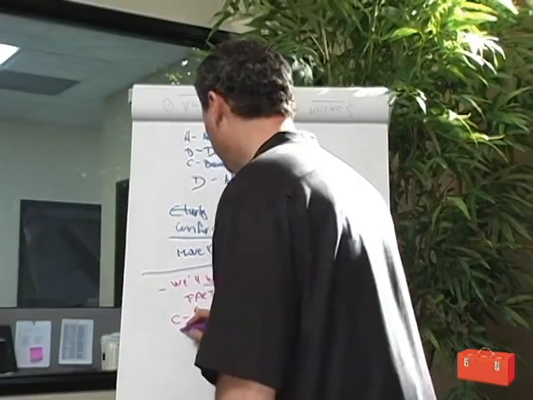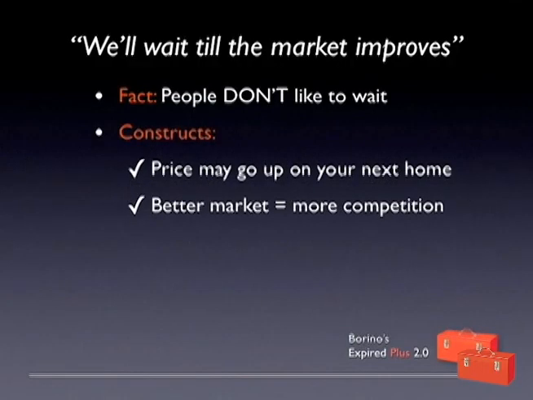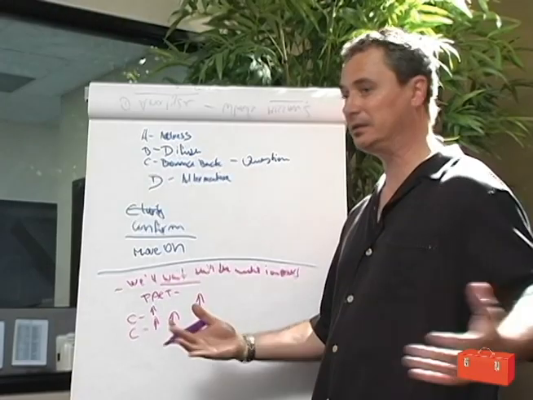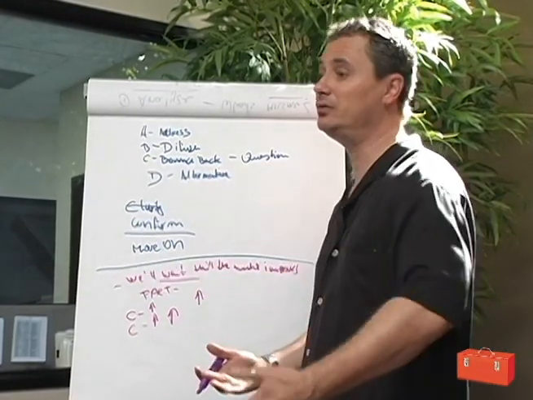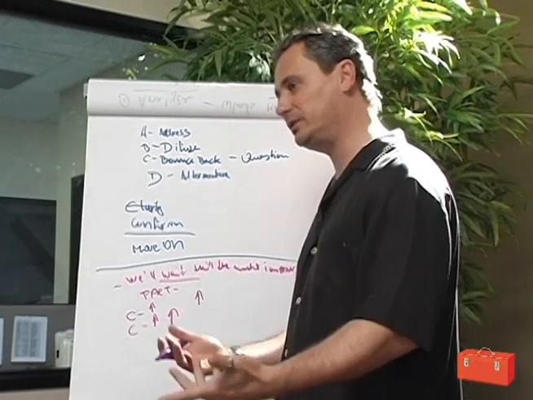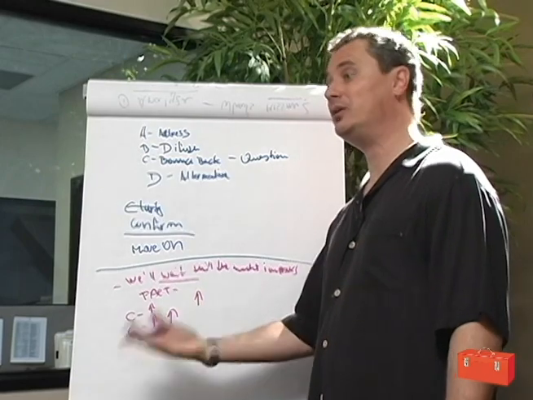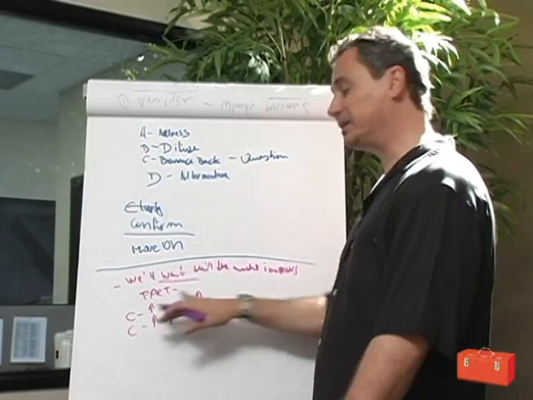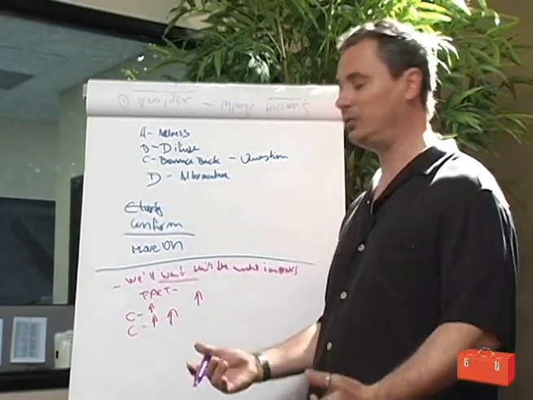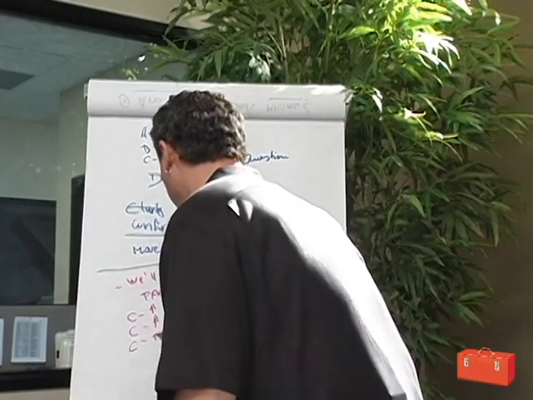The second construct you can build: a better market means more competition. There'll be a lot more homes for sale, a lot more sellers who think like you and will wait till the market turns and then put their homes up for sale. When things get really hot and crazy, it's hard to find homes. Right now you have a lot better selection to find a perfect home. So that's another construct, the perfect home.